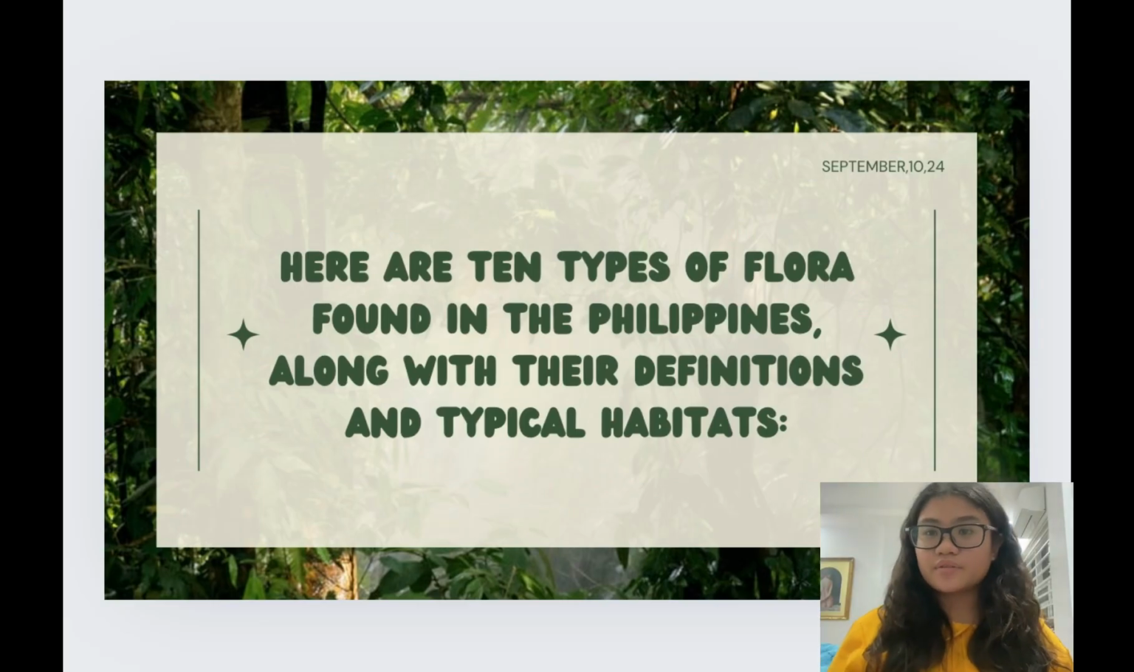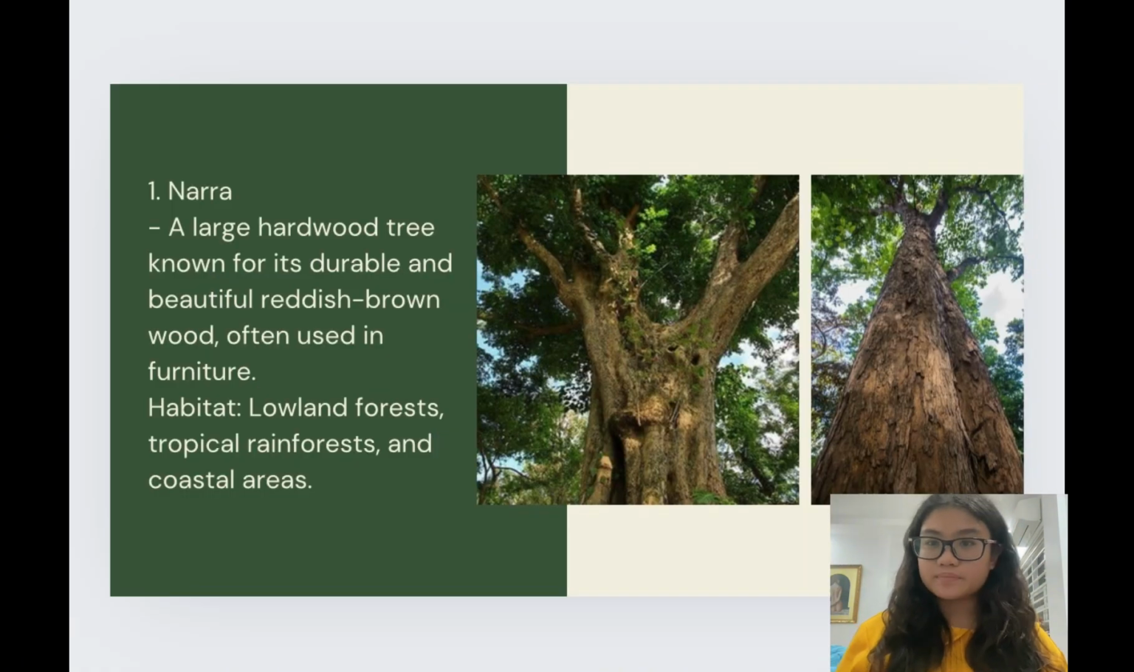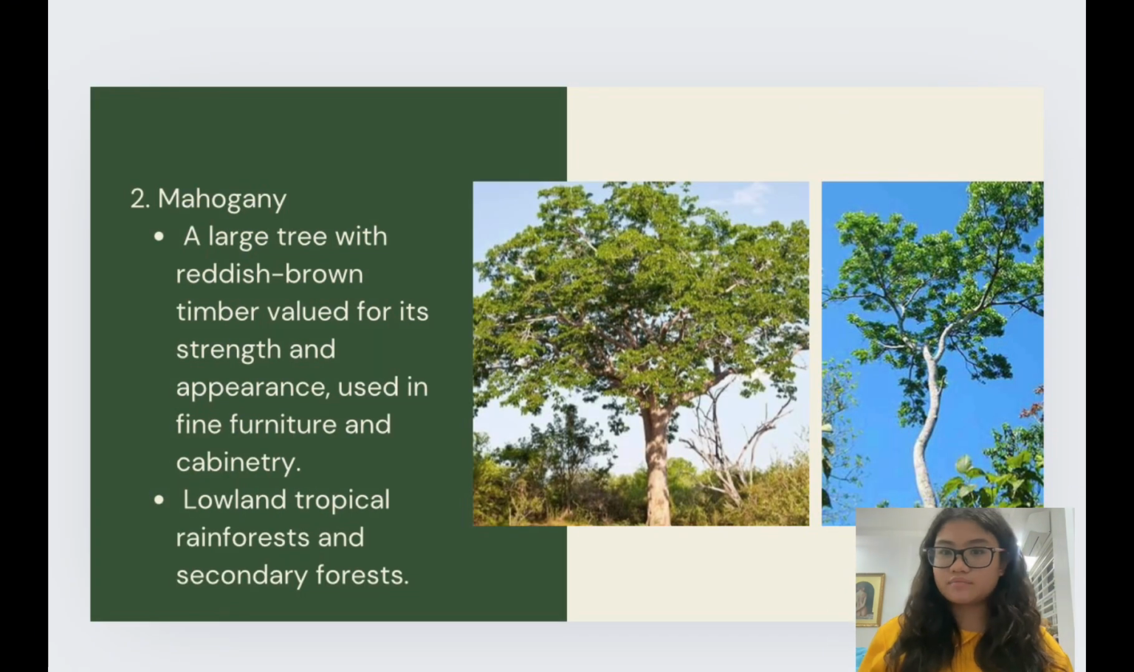Here are 10 types of flora found in the Philippines. Number 1. Nara. It is a large hardwood tree known for its durable and beautiful reddish-brown wood often used in furniture. Their habitat is in lowland forests, tropical rainforests, and coastal areas. Number 2. Mahogany. It is a large tree with reddish-brown timber valued for its strength and appearance, used in fine furniture and cabinetry. Their habitat is in lowland tropical rainforest and secondary forest.